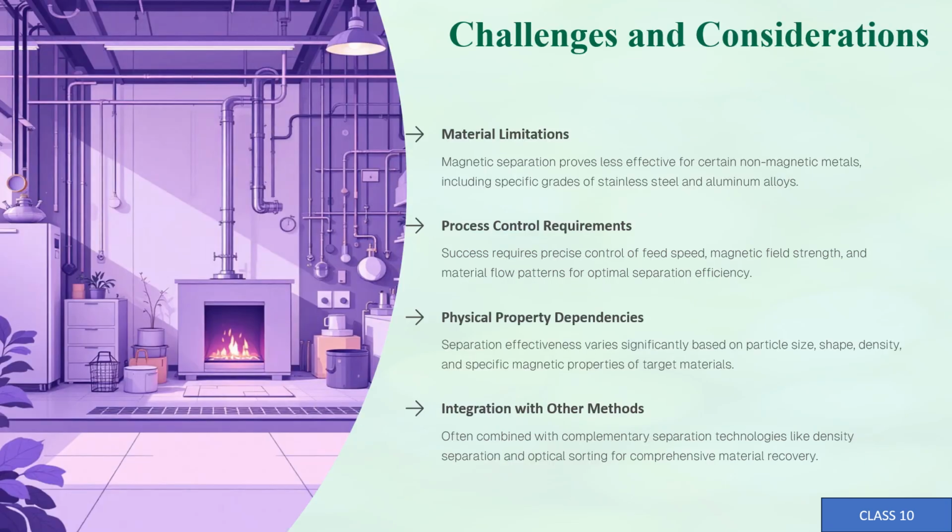And next, these are the challenges and considerations. Material limitation: it is less effective for certain non-magnetic metals. And process control requirements: this is precise control of the feed speed, so the speed and the magnetic field strength will be controlled. And the physical properties depend mainly on the particle size, shape and density, and also the magnetic properties of the target materials. Also, integration with other methods: we can use this method with density separation and optical sorting for material recovery, children. This is how the challenges and considerations are looked upon in modern technology.